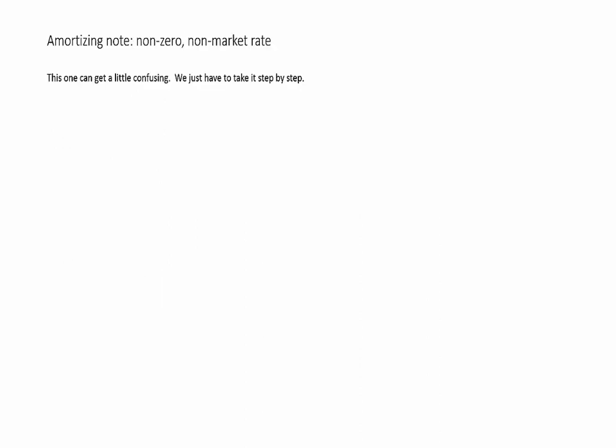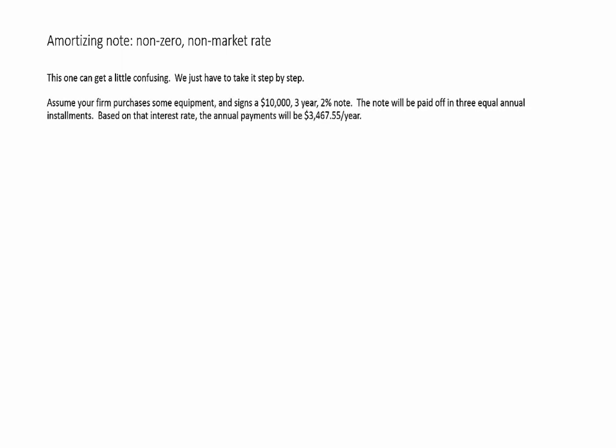Okay, let's go through another example, this time with an amortizing note with a non-market rate of interest, but not a zero interest note. And this can get a little confusing because we have a few things going on at once. Let's assume that your firm purchases some equipment, signing a $10,000 3-year 2% note. The note will be paid off in 3 equal annual installments, and based on that 2% rate of interest, the annual payments will be $3,467.55 per year. Again, that's computing what 3 equal annual payments discounted at 2% have a present value of $10,000.